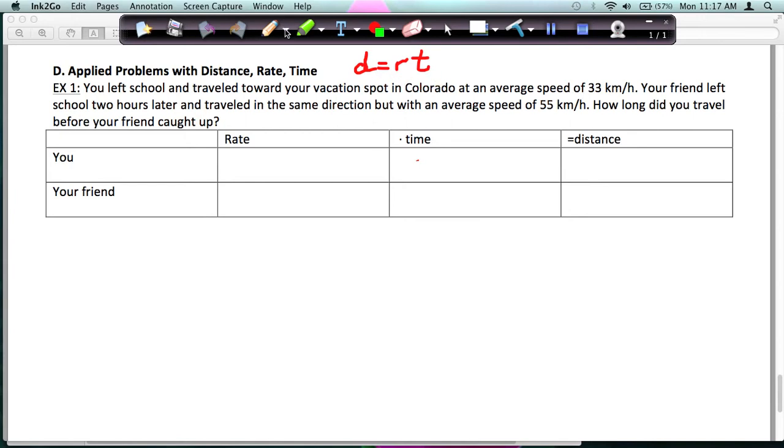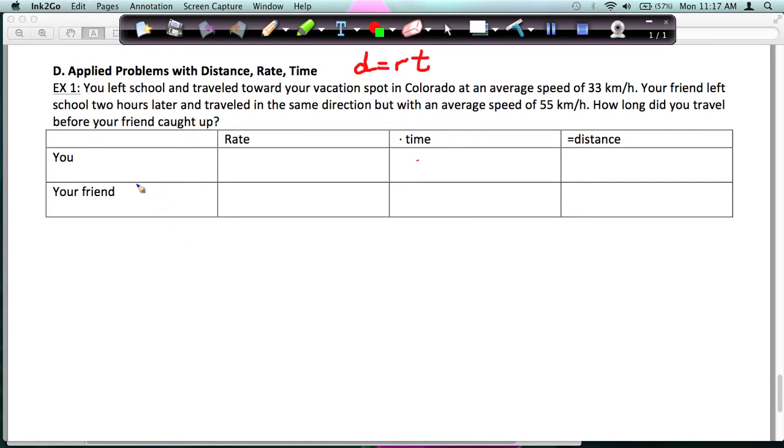Okay, so we're actually going to use this though ourselves. So we're going to set up this equation. First, let's read this. It says, you left school and traveled toward your vacation spot in Colorado at an average speed of 33 kilometers per hour. Your friend had to leave 2 hours later and was going in the same direction, but with an average speed of 55 kilometers per hour. How long did you travel before your friend caught up? So you want to know how long it is going to take before your friend catches up to you.